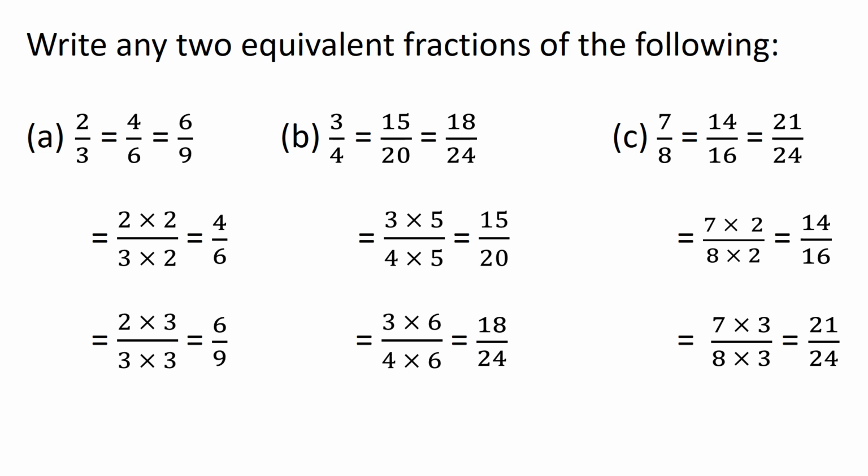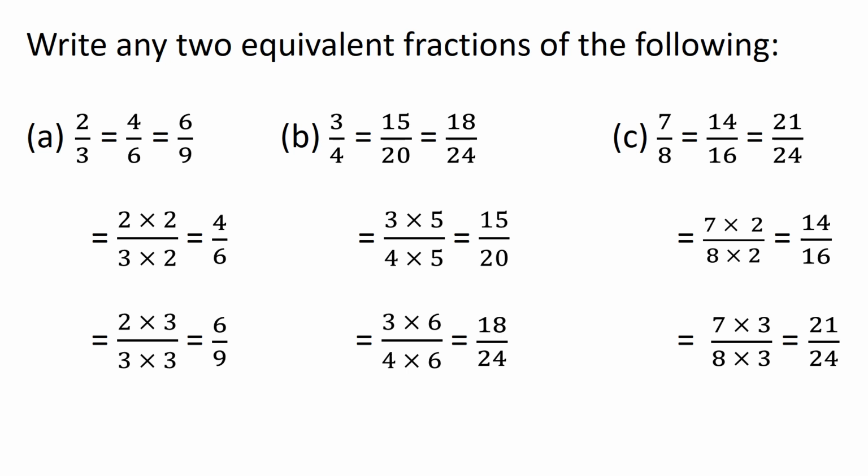Write any two equivalent fractions of the following. A. 2 upon 3. 2 upon 3 is equal to 4 upon 6 equal to 6 upon 9. In the first case, I have multiplied both the numerator and the denominator with 2. I get 4 upon 6. And for the second equivalent fraction, I have multiplied both the numerator and the denominator with 3. I get 6 upon 9.